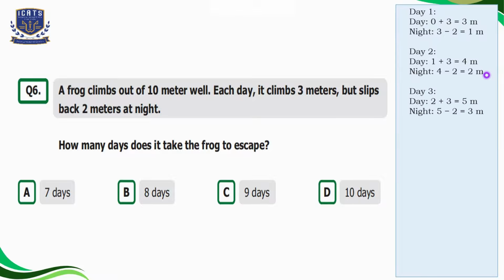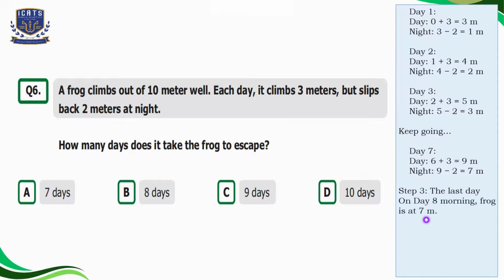Similarly, on day 3, he will cover 3 meters more, so the total will be 5 meters. But when he slips 2 meters down, we can say that he has traveled 3 meters. So if we keep on going, on day 7, he will cover 3 meters and 6 meters will be added from the previous days. It means he will cover 9 meters in the daytime, and when he slips 2 meters down, the distance will be 7 meters.